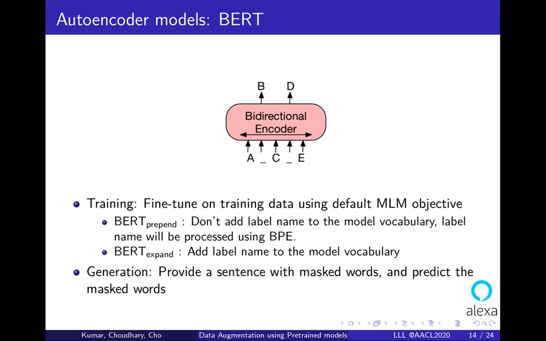Also note that in BERT expand, since we are adding a new token, we initialize this embedding randomly, and we need to train our model a little longer so that we have a meaningful representation for this new token. So usually BERT expand takes more than 100 epochs to converge, where BERT prepend might converge in only 10 epochs. At generation time, we provide a sentence with a masked word and predict the masked word to augment the data.